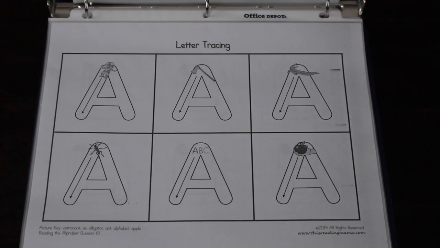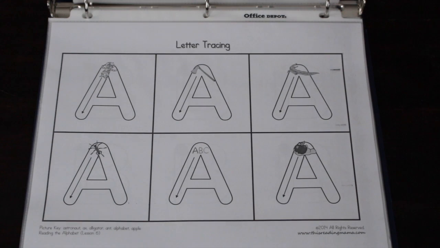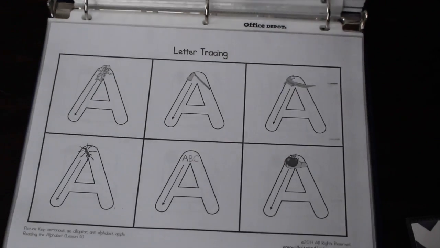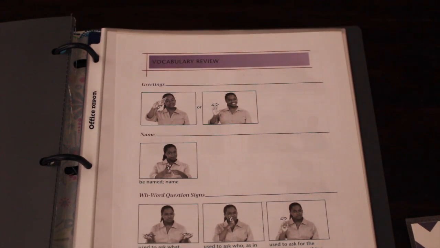As you can tell, it's letter A, and then at the top of each letter A there are items that start with that particular letter. So I do have this in here for letter tracing for A through Z, and then at the end I also have numbers from 0 to 10. So the tracing is going to be the end of my circle time binder.